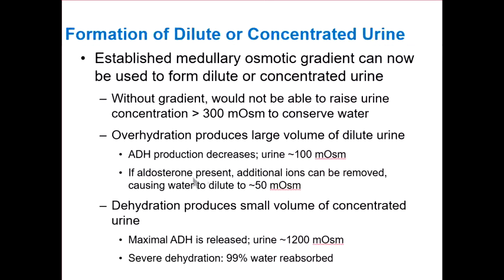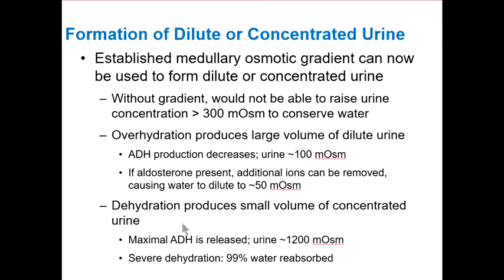Because remember, aldosterone will remove the sodium, which removes the water. And when sodium is removed from the water, it becomes more dilute. And of course, just the opposite, dehydration produces small volume of urine, but very concentrated. That's because there's maximal ADH in the system.